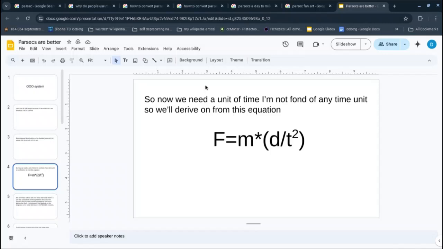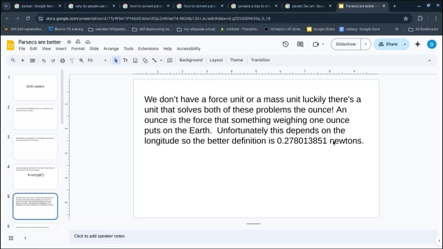So now we need a unit of time. I'm not really fond of any of the units of time, so we'll derive one from this equation. F is equal to m times acceleration. M is mass, and acceleration is, of course, distance over time squared. So now I don't have a force or a mass unit, but luckily there's a unit that solves both these problems at once. The ounce!